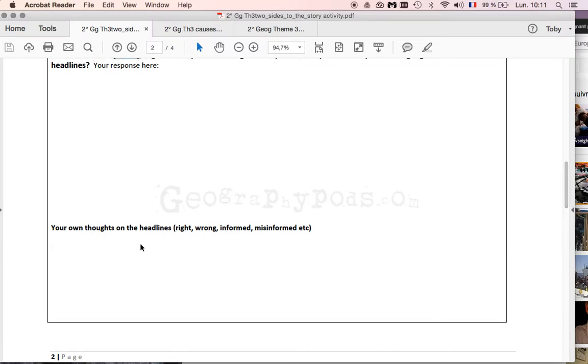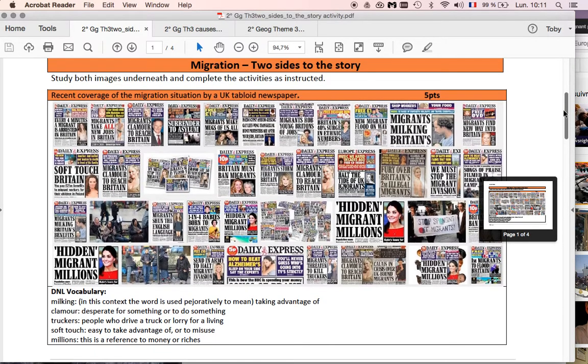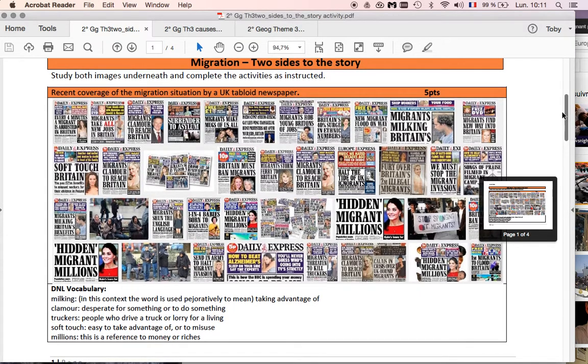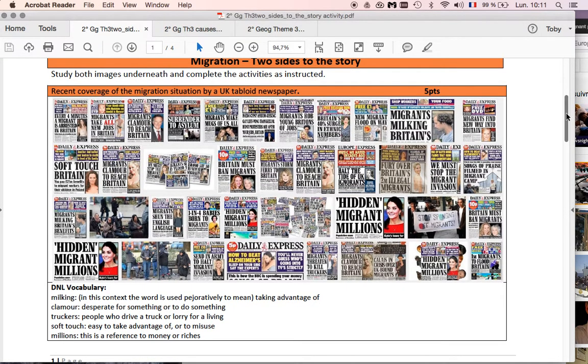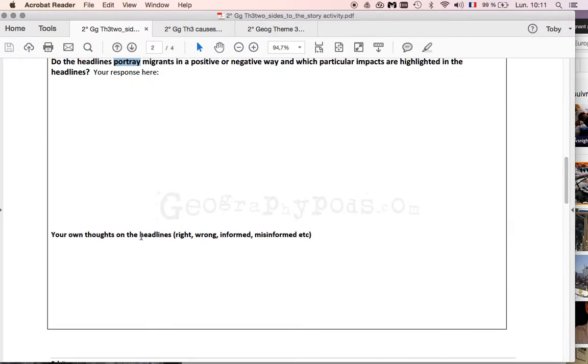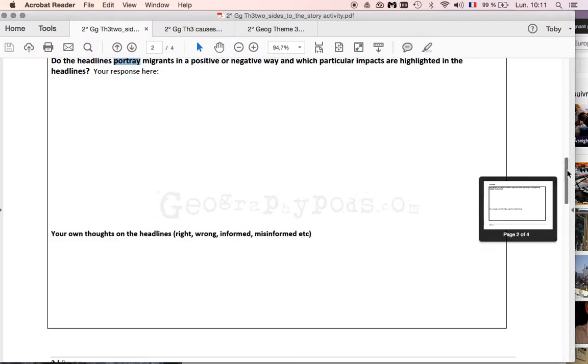And then what are your thoughts on these headlines? Do you think they're right? Are they wrong? Are they informed? Are they misinformed? Are they clever? Are they inappropriate? Are they unreasonable? Are they stupid? You decide. It's your choice. Just give a reason for what you think.